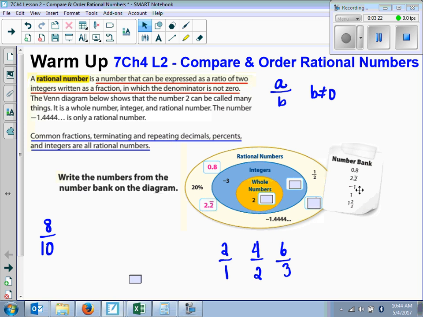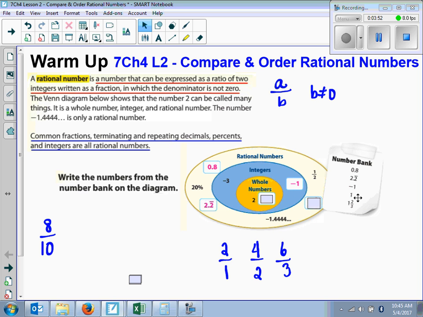And then how about negative 1? Let's start from the very inner circle. Is negative 1 a whole number? No, because remember, whole numbers are only the positive integers, right? So it's not a whole number, but it is an integer. Very good. Is negative 1 also a rational number, by the way? Yes, it is, because I can write negative 1 as a fraction a over b.